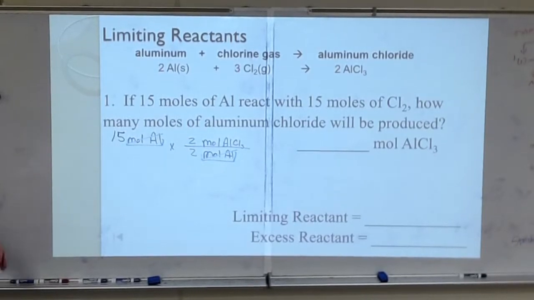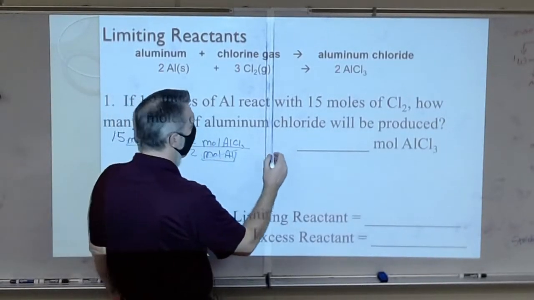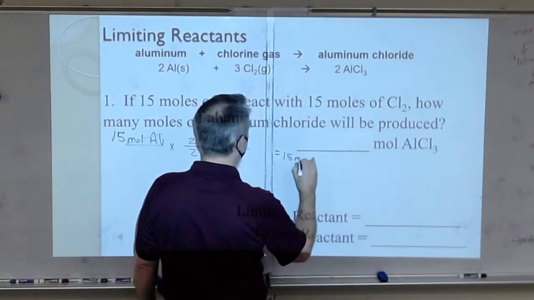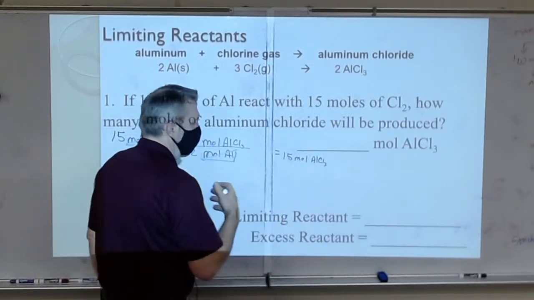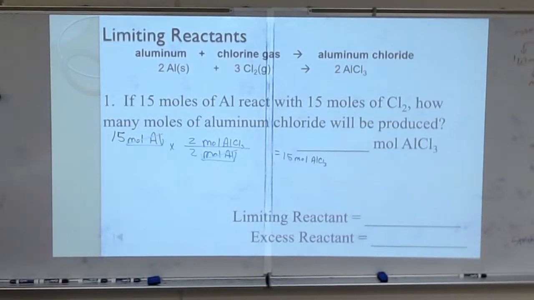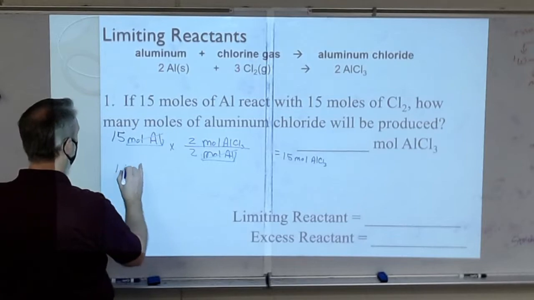And now I'm going to be left with moles of aluminum chloride. Is that what I was asked for? So hopefully we don't need to do punchy here, but how many moles of aluminum chloride would I have? 15, right? So I'd have 15 moles of aluminum chloride, assuming that I had an unlimited amount of chlorine. That's how many moles of aluminum chloride I could make. That's the first step. The second step, let's do it again, except with the chlorine.